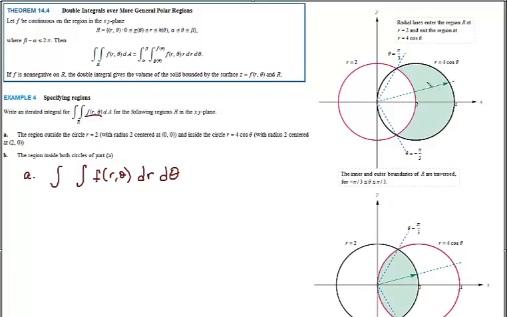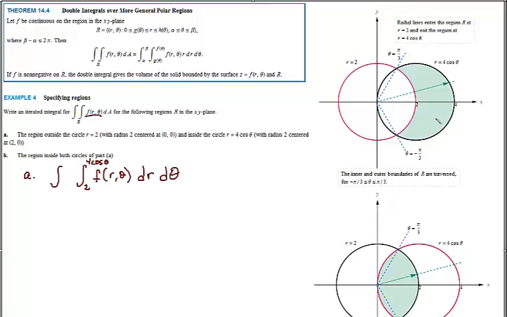The first region that they want me to look at is this region here that is outside of my circle of radius 2, but inside this circle where r equals 4 cosine theta. So my r values are going to range, and with this I need to figure out exactly what that r ranges from. Well, that radius ranges from this 2, which is the lower limit here, to 4 cosine theta.